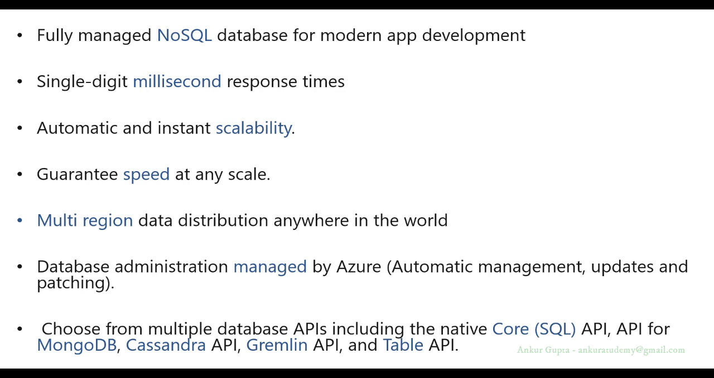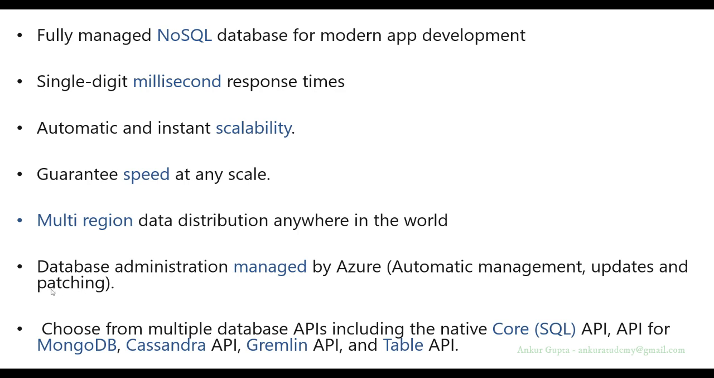Now another benefit of using CosmosDB is that it is multi-region, with data distributed anywhere in the world, but you have to opt for it. So let's say your application has users across the world. You can have this feature enabled so that anyone accessing your application from anywhere in the world gets the same response time. Now Cosmos DB is fully managed by Azure, so the updates and patching and security features are continuously updated by Azure, so you don't have to worry about that.